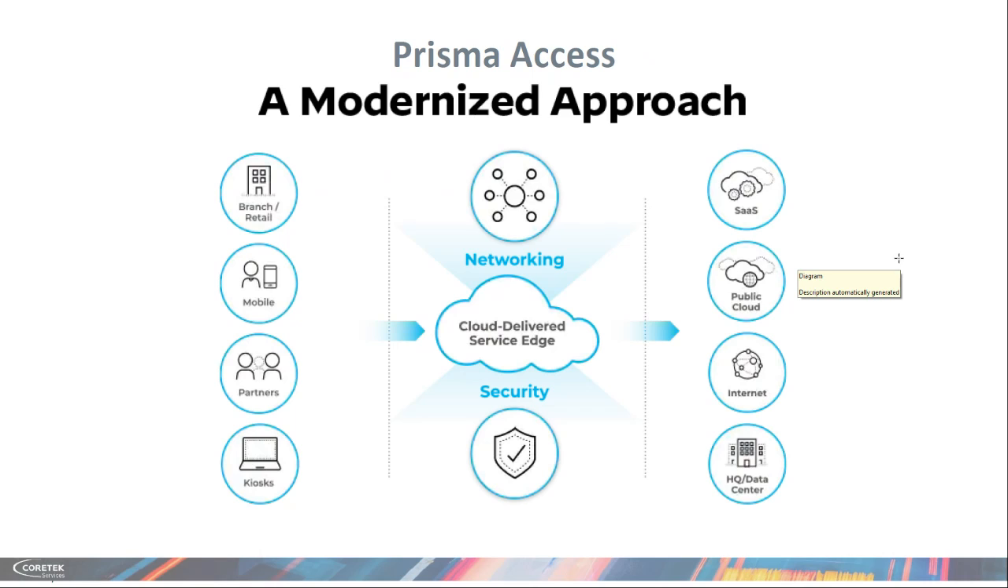But in the case of Palo Alto, theirs is Prisma Access, and so you can see they're offering, again, cloud delivered security, really down to the service edge, and that edge being what you see on the left there, the branch and retail mobile users, any of their partners, or even kiosks in this case, and governing the things that we talked about there: SaaS applications, public cloud, internet, your traditional data center.